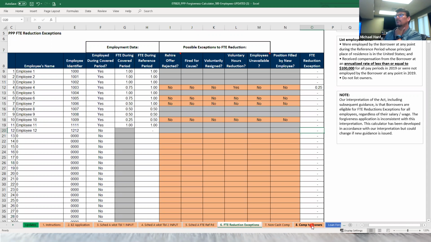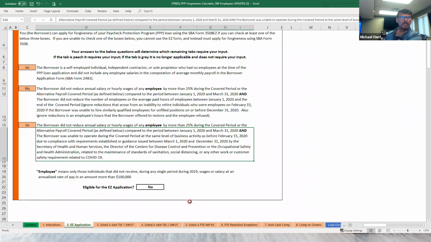Not being able to use the short form, even though we terminated during the covered period or hired a replacement, and we ended up with more employees. Yeah, so this is going back to those exceptions, and Katie, if you can go back to that easy form application, it really gets to average employee reductions. If you were unable to hire that same employee because they just refused to come back, or if you were unable to hire just any employee because of similar qualifications, that would count.